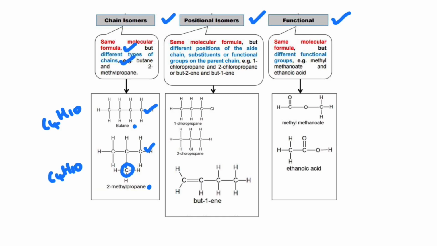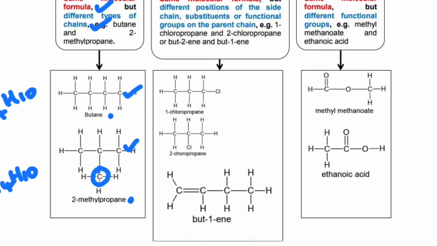Let's take a look at positional isomers. In positional isomers, the same molecular formula but different position of functional group. In our example here, we have 1-chloropropane and 2-chloropropane. These two compounds are haloalkanes.